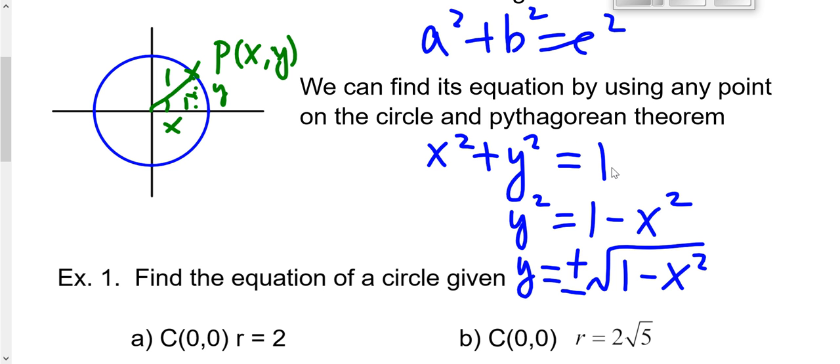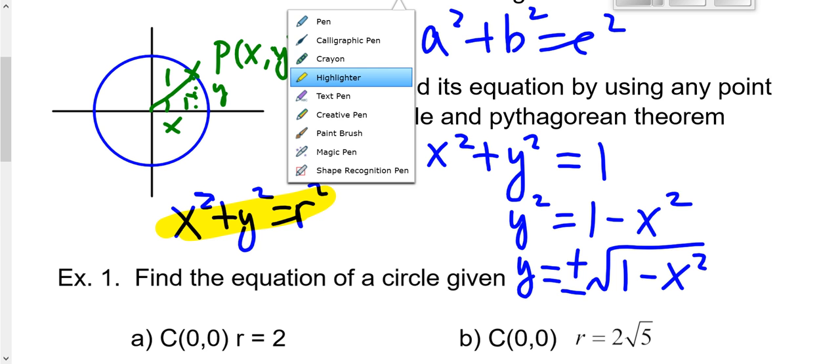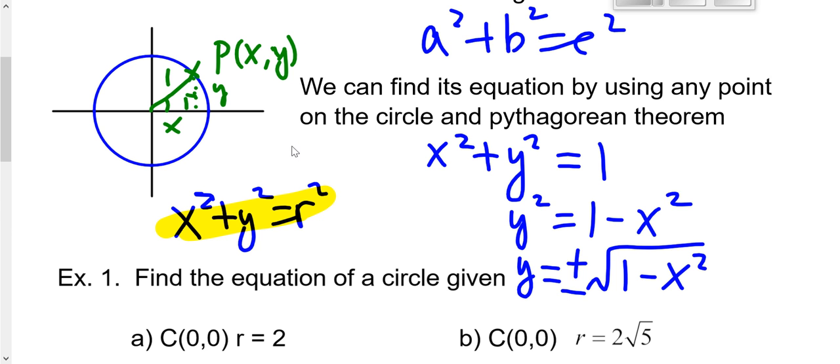So before I do an example, you need this. Instead of saying x squared plus y squared equals 1 squared, this 1 here is actually the radius. So you can say that x squared plus y squared equals r squared. This would give you an equation that describes any circle centered at the origin. x squared plus y squared equals r squared, except here r is 1.